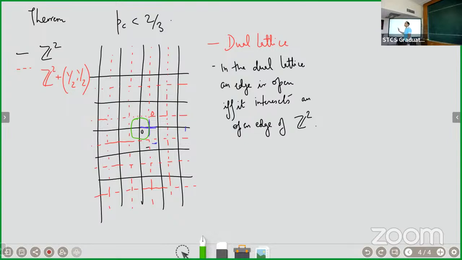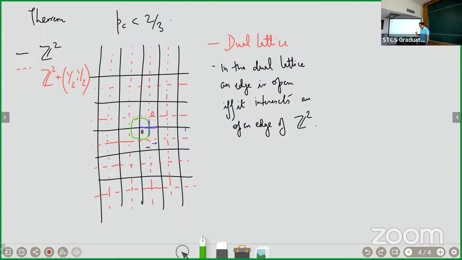What is this green box? The green box means that all these edges are in fact closed. If such a thing exists, what can you say about the connected component of the origin in the black graph? That's the most important fact. If you notice that correctly, we are essentially on our path, good to go.